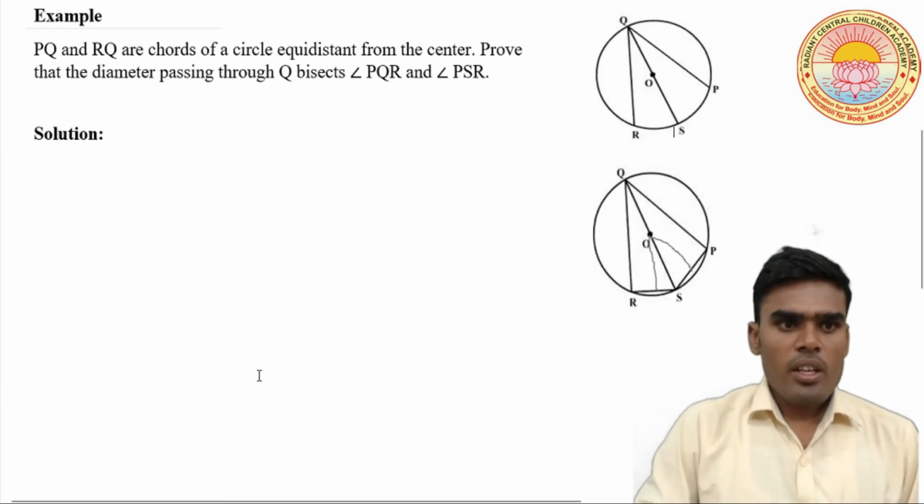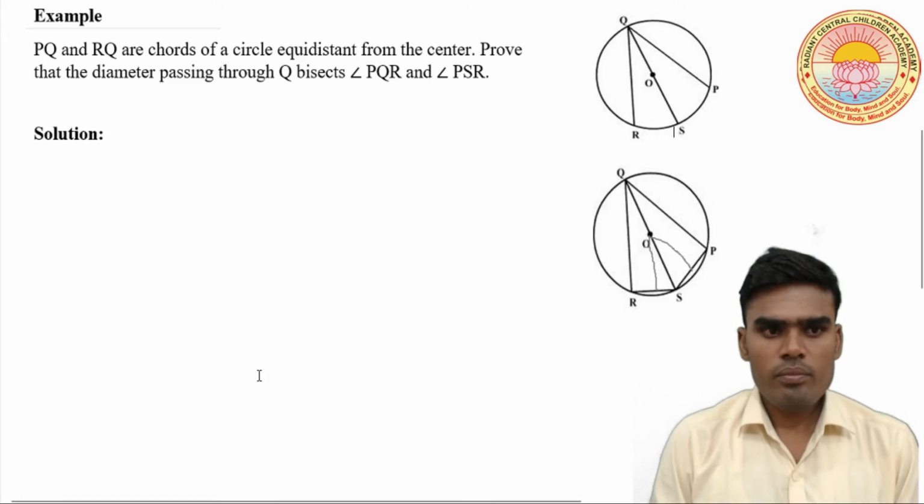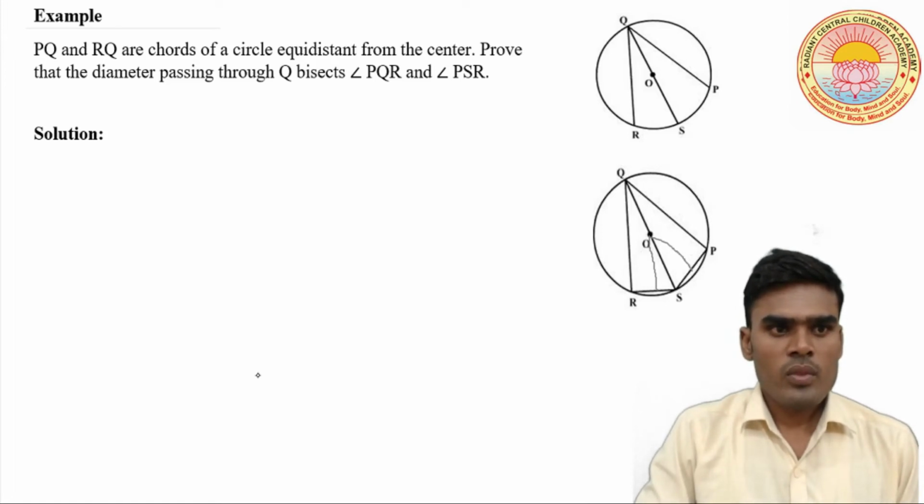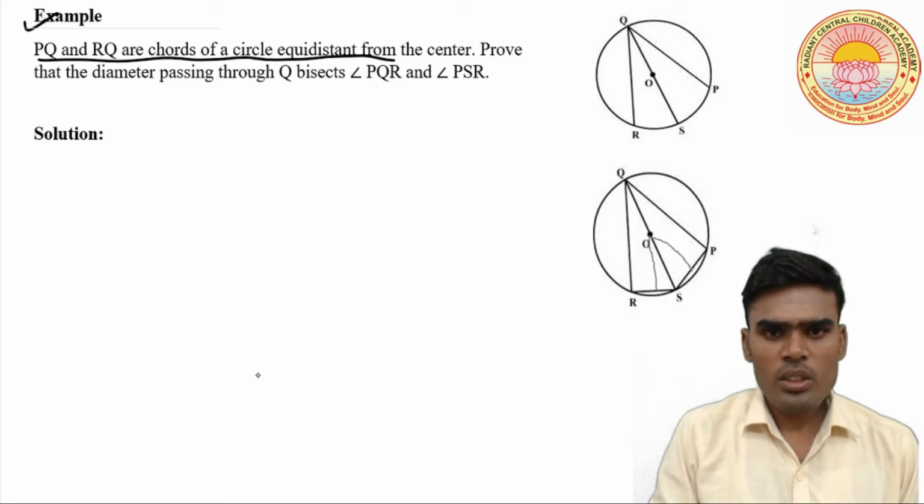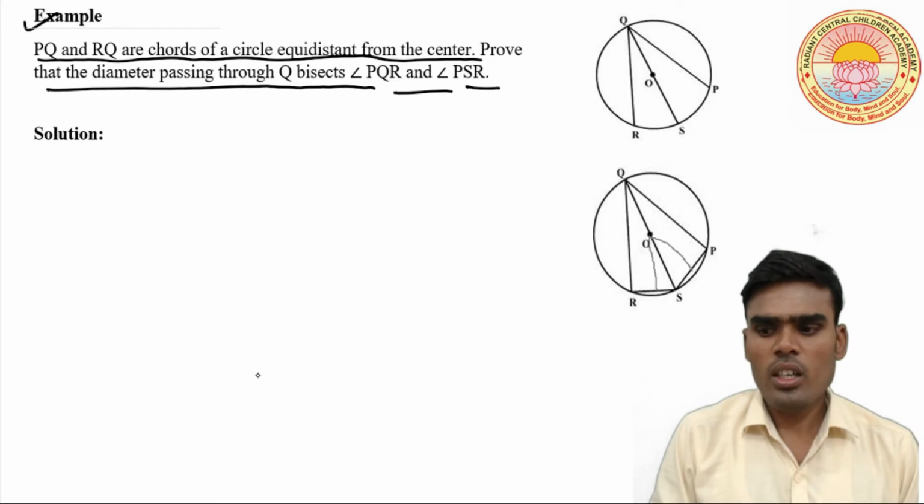The example is: PQ and RQ are chords of a circle equidistant from the center, and prove that the diameter passing through Q bisects angle PQR and angle PSR.